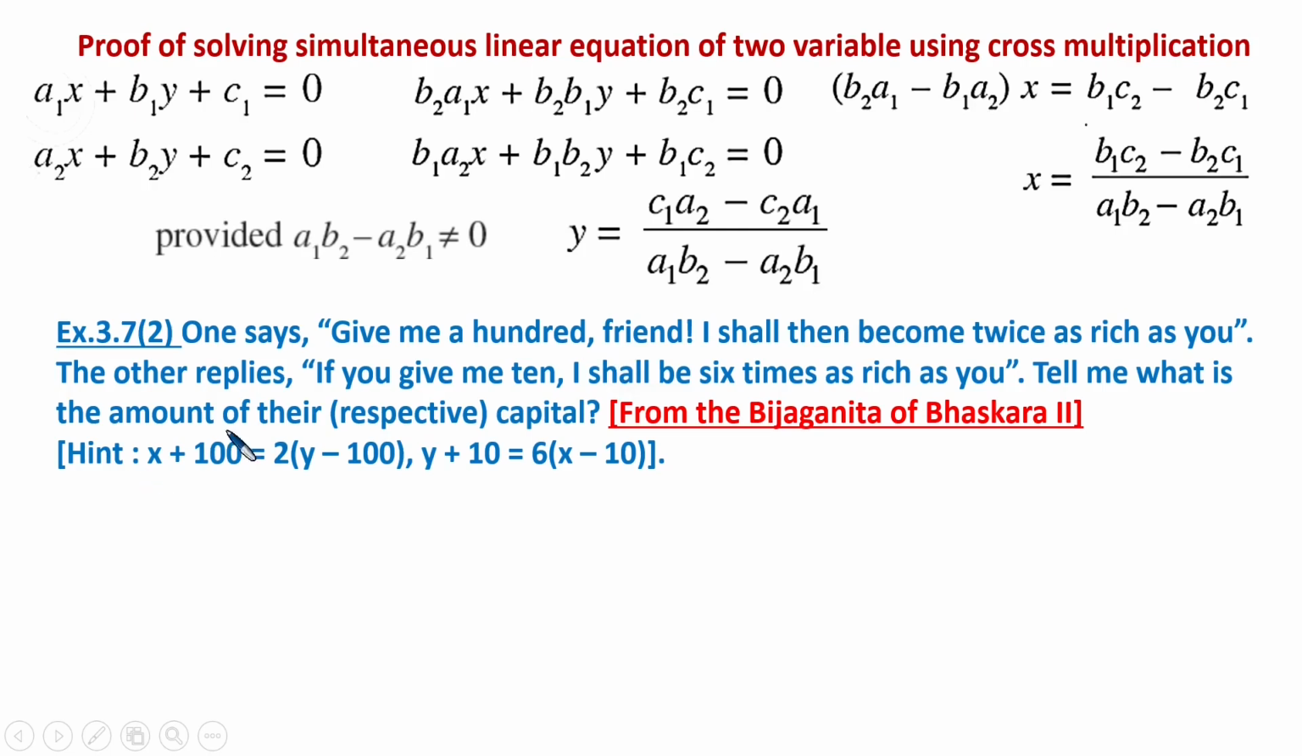Suppose the amount of that person is x, and he says, if you give me 100 rupees, I will be twice as rich as you. The other person has say y rupees. Since he has given 100 rupees, it is y minus 100, and he will be twice as rich as him, so 2 times y minus 100. And the other fellow says, no, you give me 10 rupees, I'll be 6 times richer than you. So x has given y this 10. Once you have these two equations, kindly simplify and you will get two linear equations, and solve using any of the methods mentioned above.